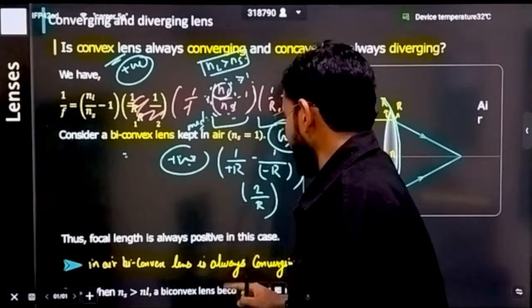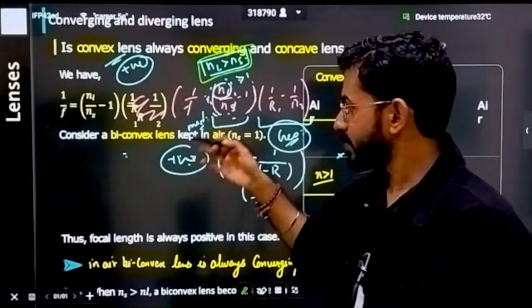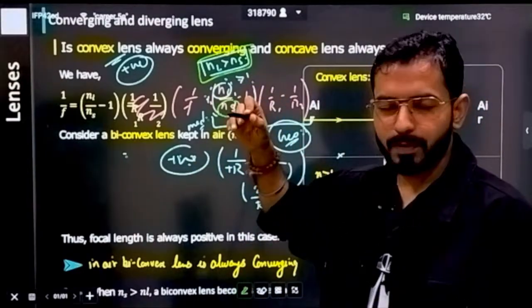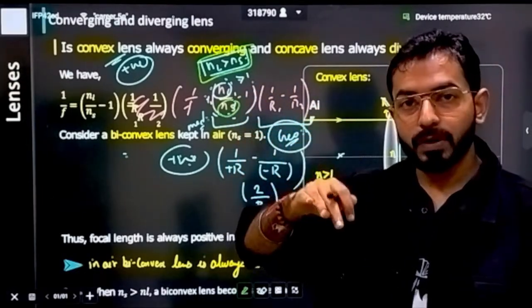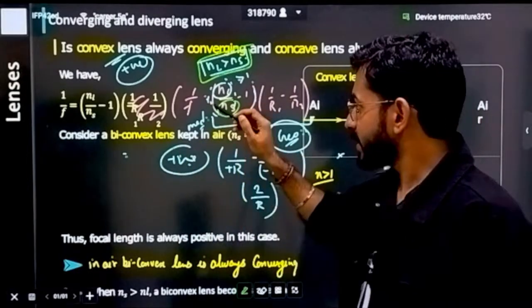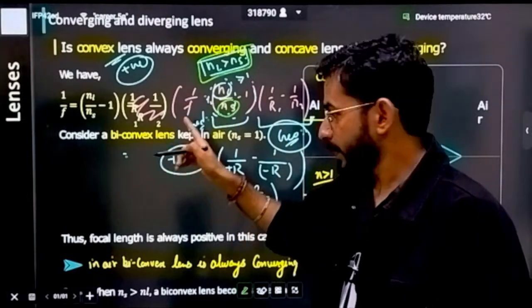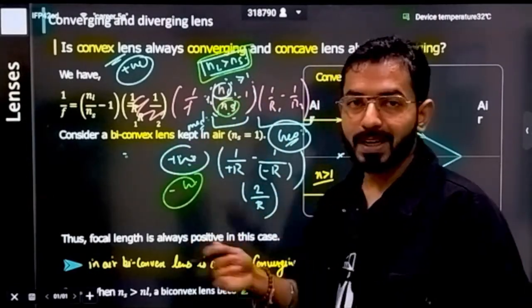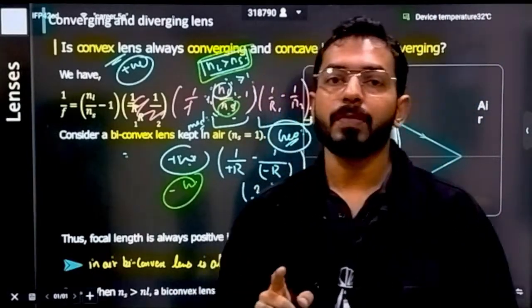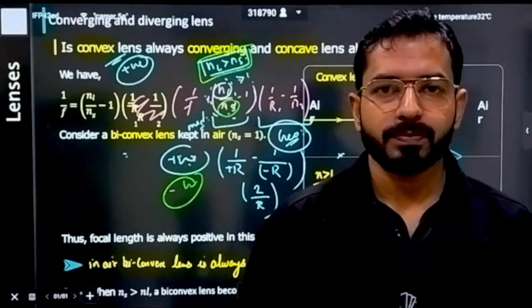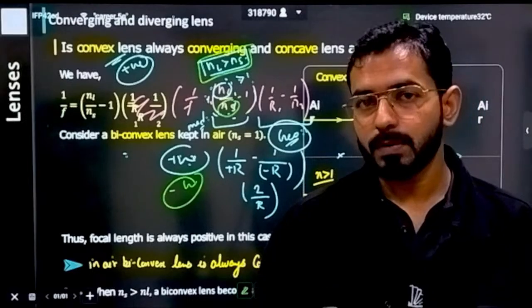That you have to understand. If the surrounding is greater than the lens, let's suppose for a moment the lens is 1.5 and the surrounding, just like the previous case, becomes 2. Then can I say this value is going to be less than 1? If it becomes less than 1, less than 1 minus 1 is going to be negative. Here it will become negative, here it will be positive. Negative into positive will become negative. That is the only case where you have to be careful, where the focal length of a convex lens will become negative. Otherwise, conventionally, the focal length of a convex lens is always positive.